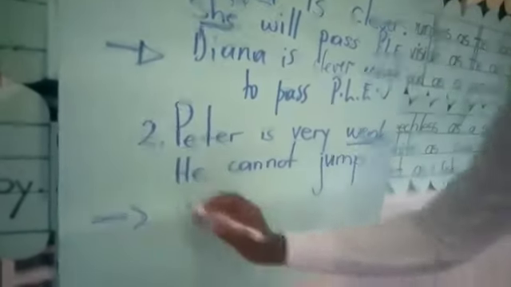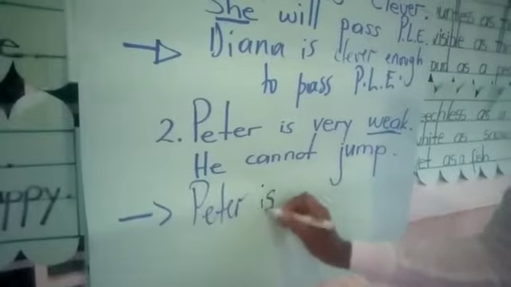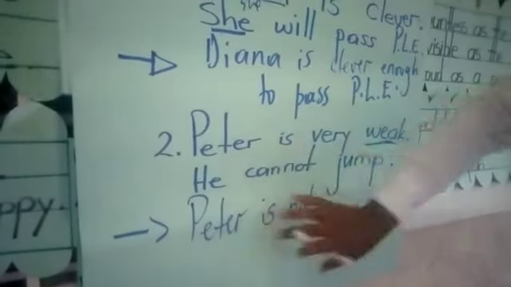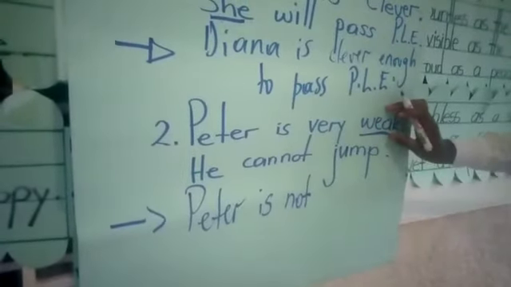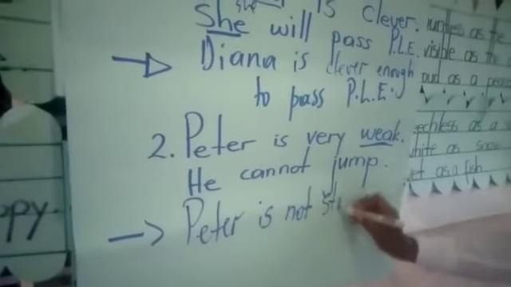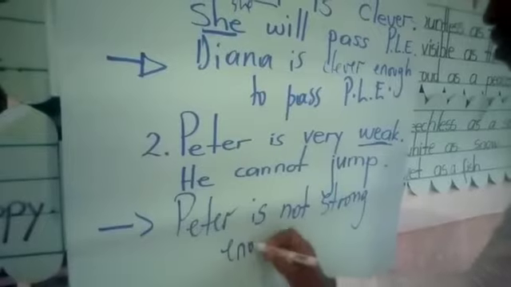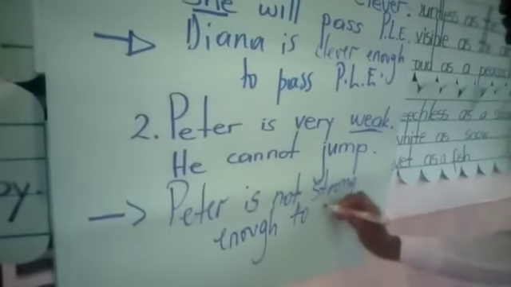For example, I can say Peter is not, you get me? This not will be in the first clause, but you replace this weak with its opposite. Then we say Peter is not strong enough to jump.